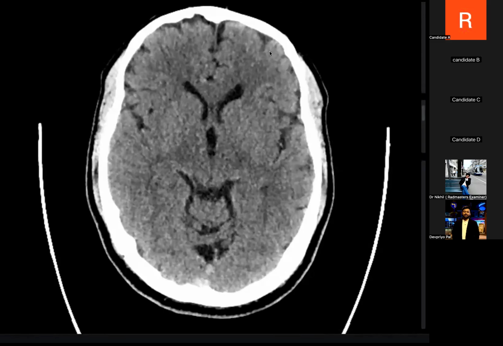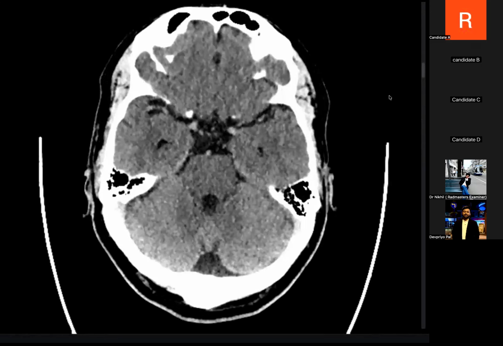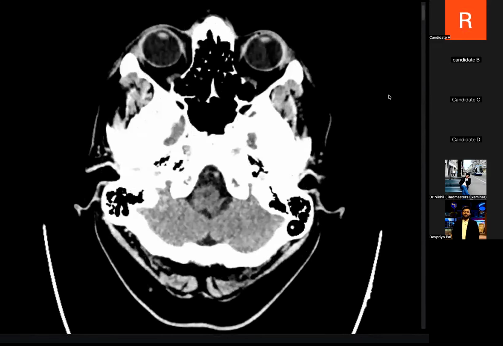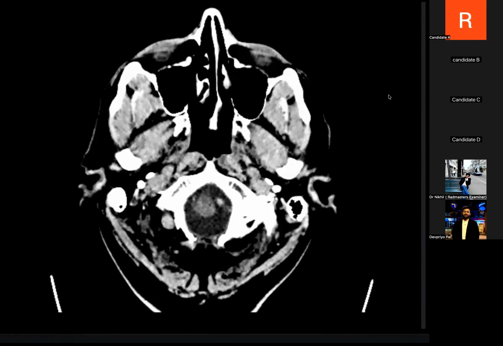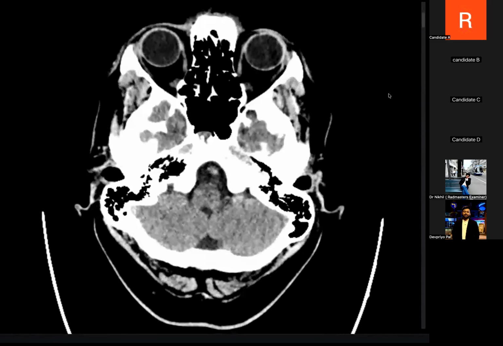This is your third case. You can click and scroll. This patient is presenting with headache. This is an uncontrasted axial image of a patient presenting with headache. I'll go through the images first and describe the findings.